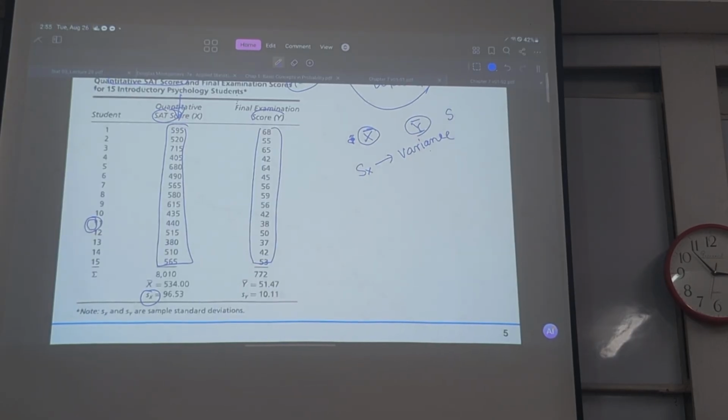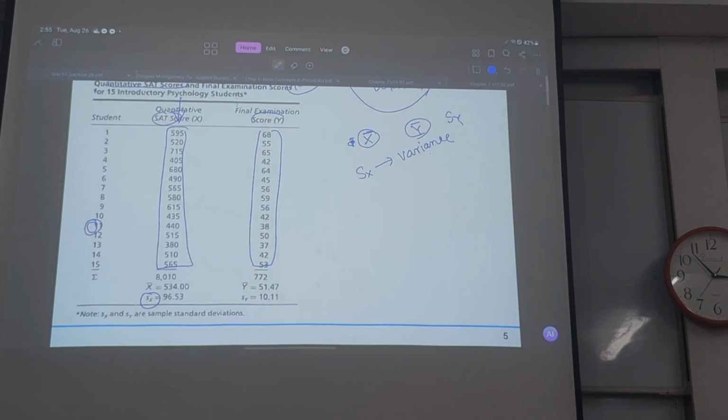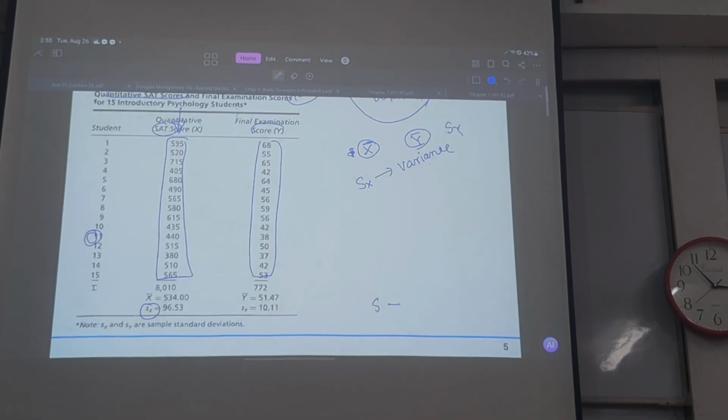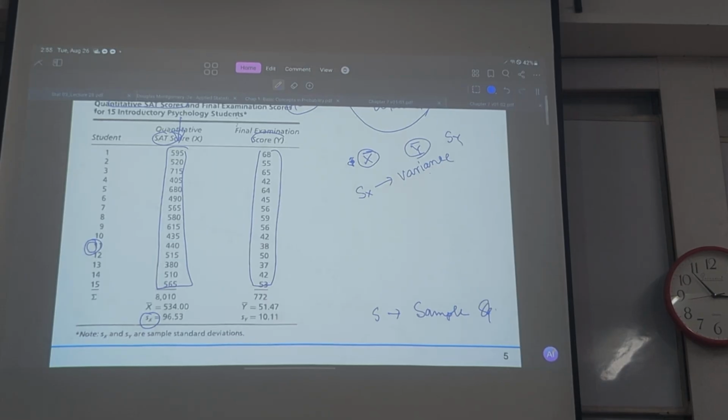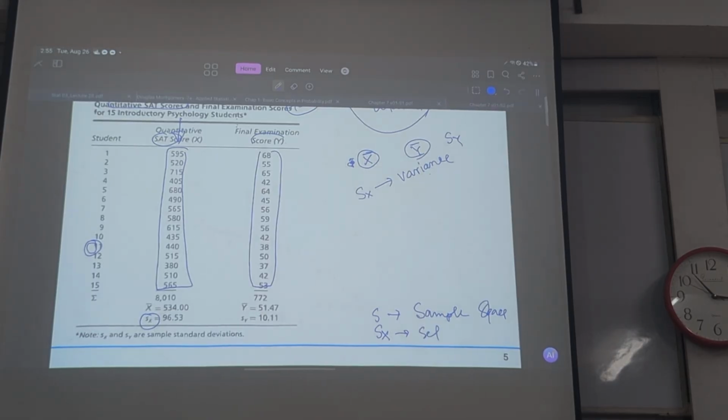And this S of y will represent the variance of y. Now we have a conflicting notation. Previously we used S for what? Sample space. And S of x, the set of values for x, right?